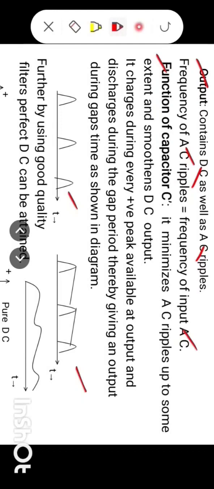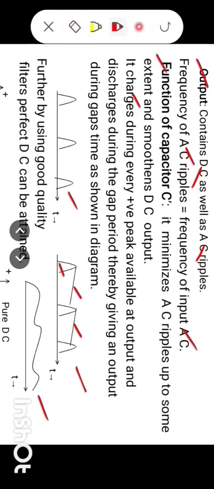Now how does it smoothen DC? Now C dash charges during every positive peak available at output and discharges during the gap period, thereby giving an output during gap times as shown in diagram. So this is the gap period where also we get some output. Finally, after C dash we get DC output as shown in this diagram.